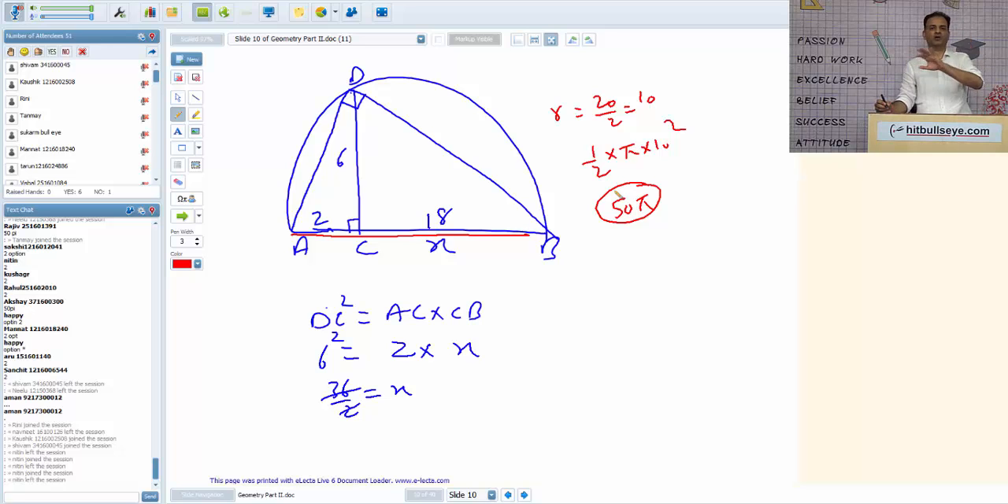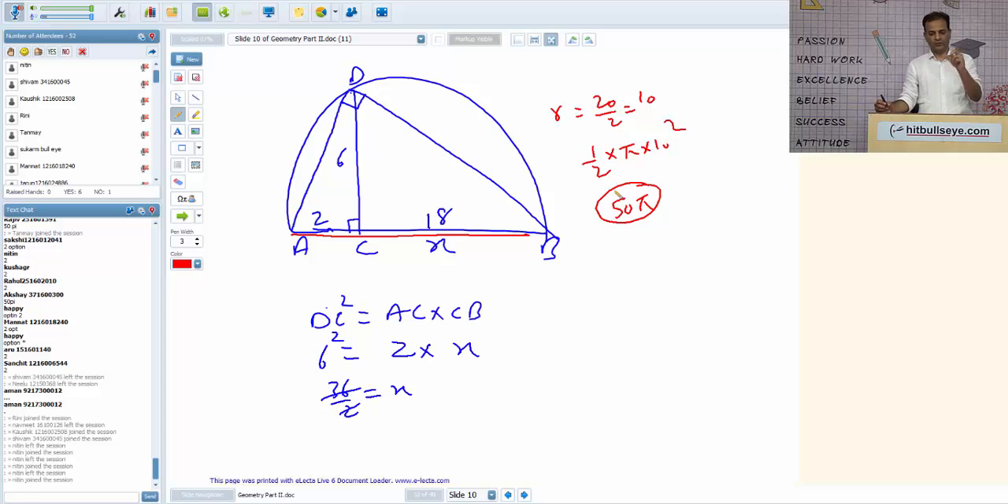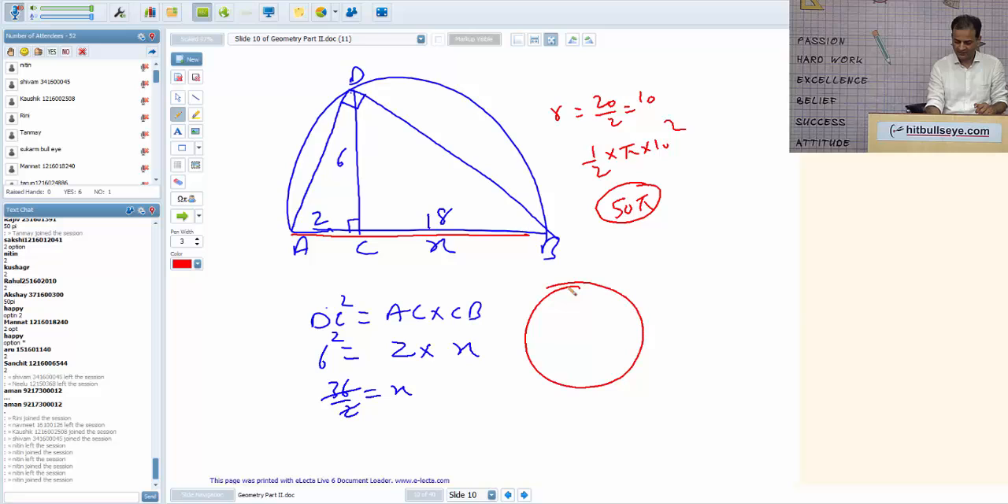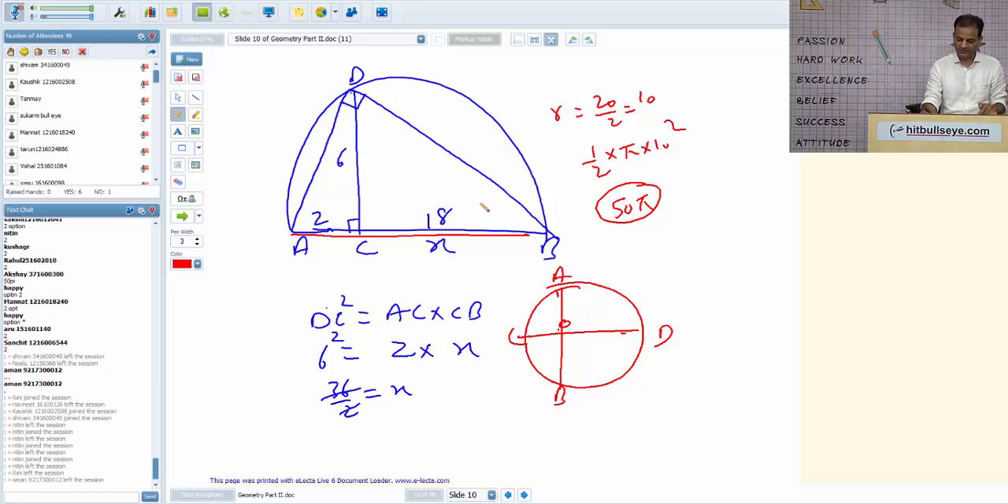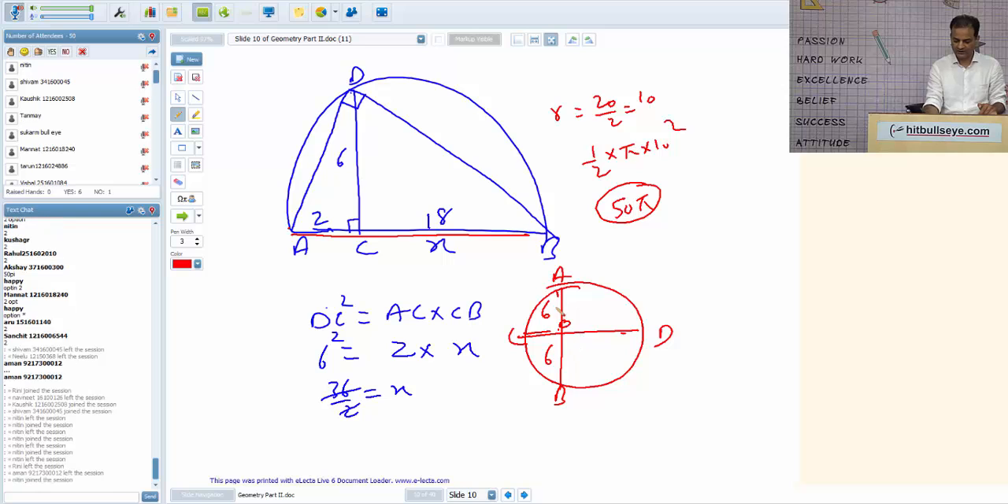And again, suppose you are not aware of the formula. If you know the logic, I think most of you are aware. In a circle, if these are two chords AB and CD meeting at O, can we say AO into OB should be equal to CO into OD? If I make this a whole circle, this is 6, so this will be again 6 symmetrically. 6 into 6 equal to 2 into X.